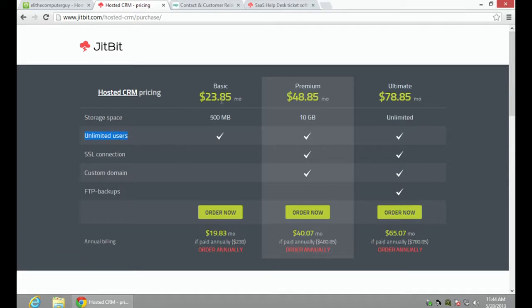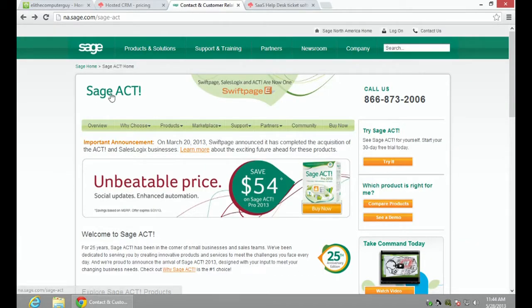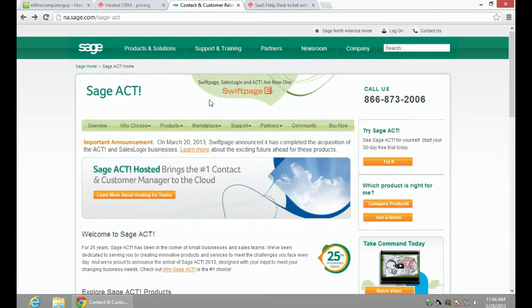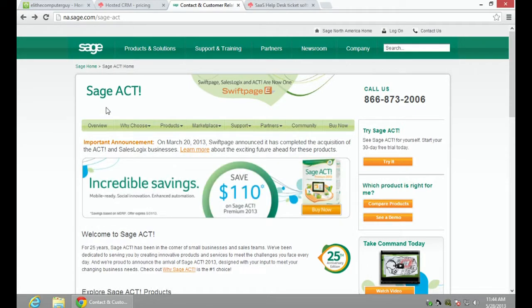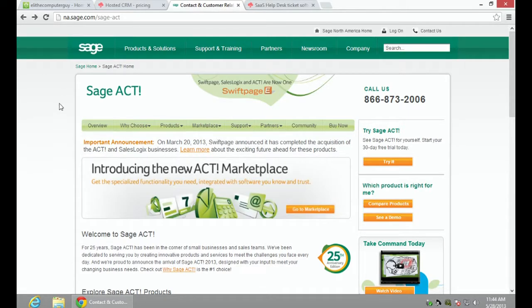So you look at that price. Is that per user? Is that per concurrent connection? Is that for the service? So the one nice thing with JitBit is it's 24 bucks and you can use this for your entire company. Whereas if we go over here, Sage Act, these guys have been around for ever and a day. Act itself has been around since the 90s. They've been bought and sold and bought and sold a couple of times.